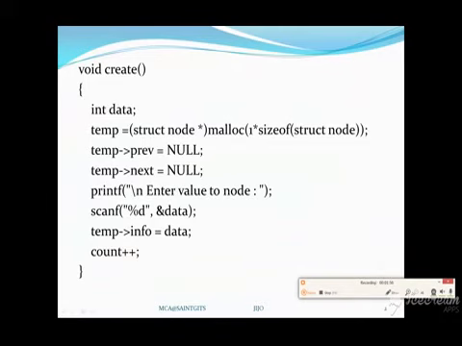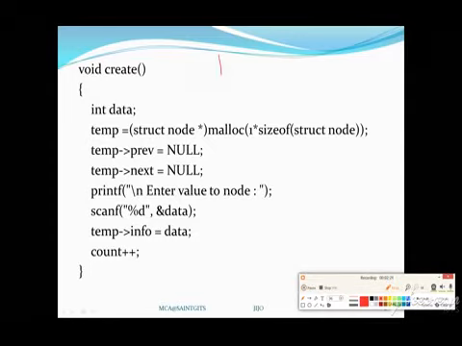Next are the operations of a doubly linked list. The insertion, deletion, and traversal operations are similar to those of the singly linked list and circular linked list. The first topic is the insertion operation. First, you have to create a doubly linked list. That is the data. Then you have to create one node. This one is the node, and this one is known as temp.